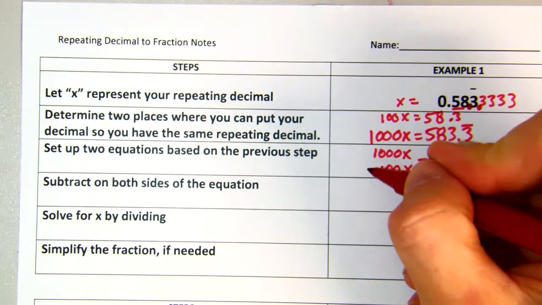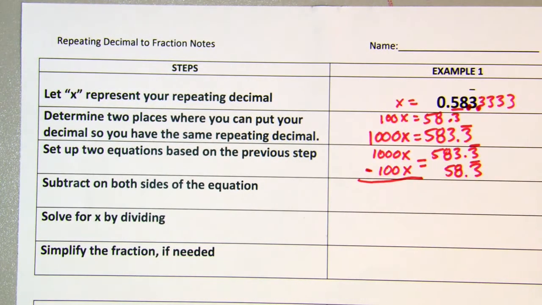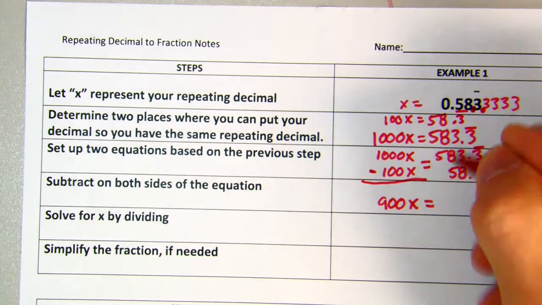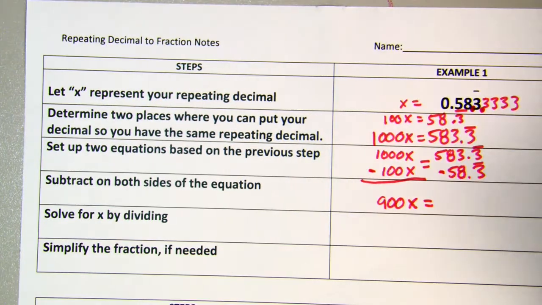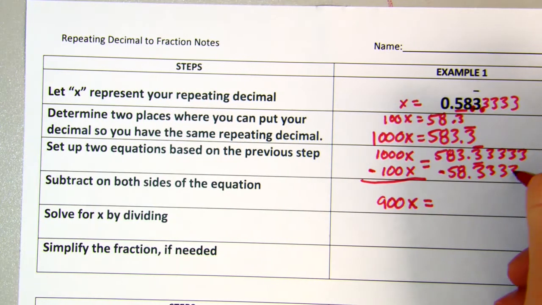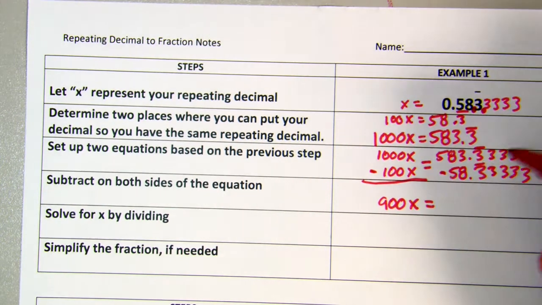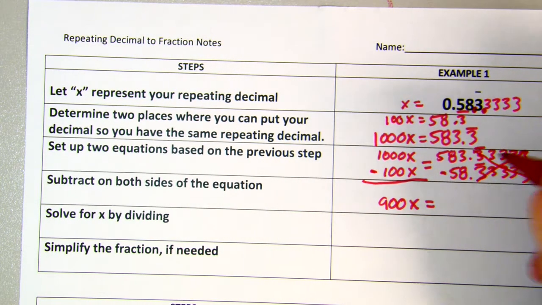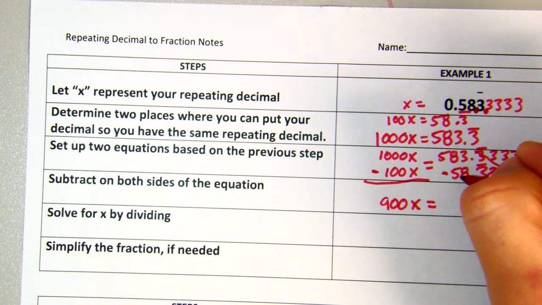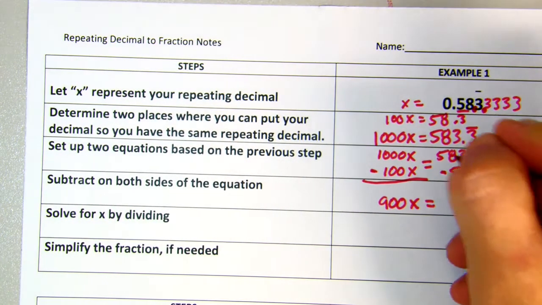On this side, when I subtract, 1000x minus 100x is going to equal 900x. And then over here I'm going to do 583.3 repeating, and we can see where we have 3's on each side and it keeps going forever. What happens is this 0.333 and 0.333 here cancel each other out, leaving me just what's in the whole numbers. So I have 583 minus 58, which equals 525.